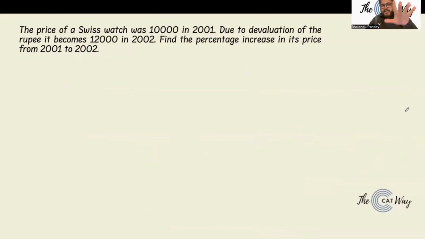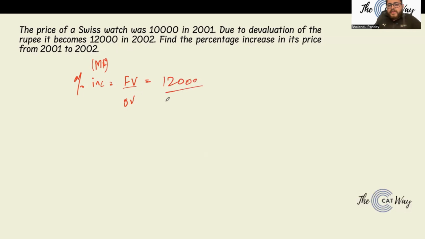Moving ahead. Second question. It says that the price of a Switch watch was 10,000 in 2001. Now, due to devaluation of the rupee, it became 12,000 in 2002. Find the percentage increase in its price from 2001 to 2002. So my percentage increase is given by what? Final value by original value, right? This gives the multiplying factor of percentage increase, right? So what do I get? I get 12,000 divided by 10,000, right? This becomes 6 by 5.